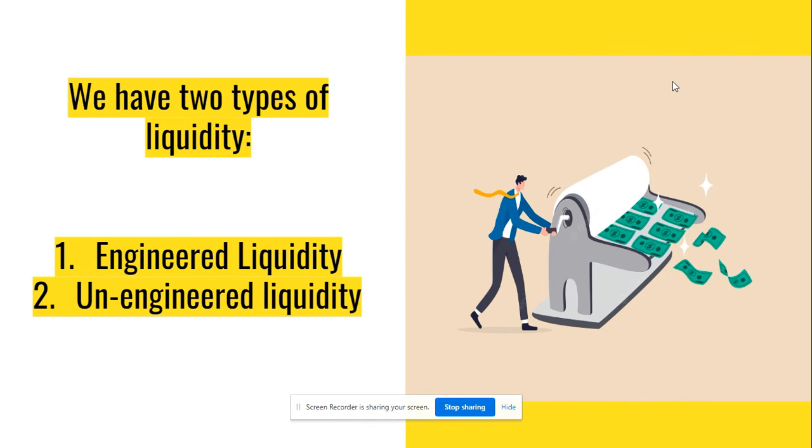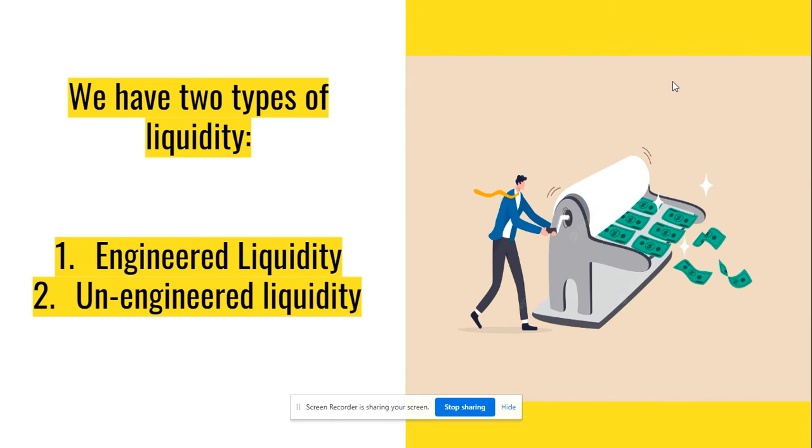So we have two types of liquidity. We have engineered liquidity and we have unengineered liquidity. Now, engineered liquidity is the liquidity that keeps the forex market going. Now remember, no one has funded the forex market. No one has come up with a lot of money to put on the forex market for people to come and have a piece of. We actually need people to lose in the forex market in order for the forex market to keep working.